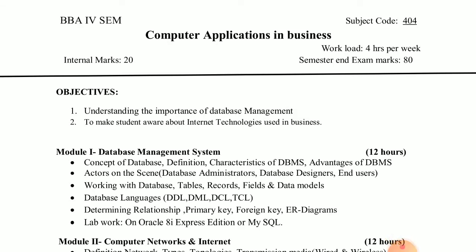I am Poonam Patil. For this semester I am teaching you the computer application in business subject. As you see on the screen, BBA 4th semester, computer application in business. The subject code is 404. For this subject there are total 100 marks, 20 marks for the internal exam and 80 marks for the final exam.